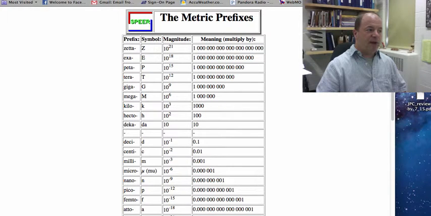Here you go. Here are the metric prefixes. Here are the ones that you're going to need to be familiar with. Kilo is 1,000 or 10 to the third. Centi is 10 to the minus 2.